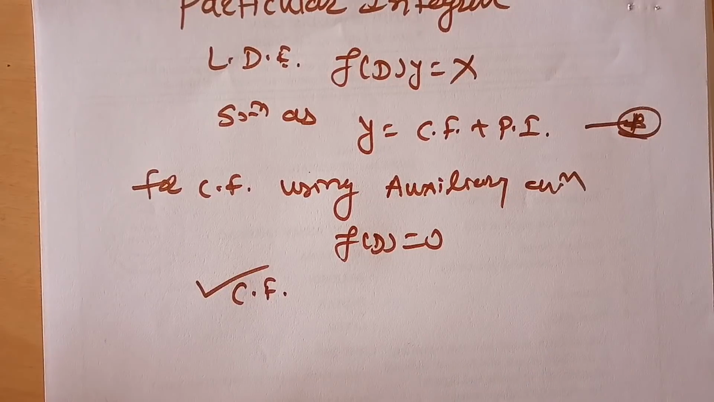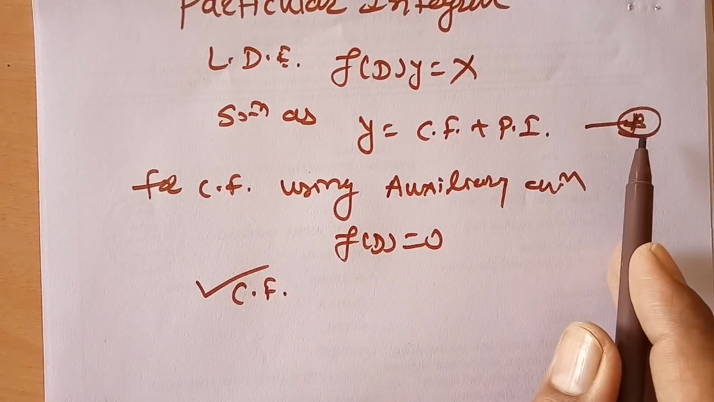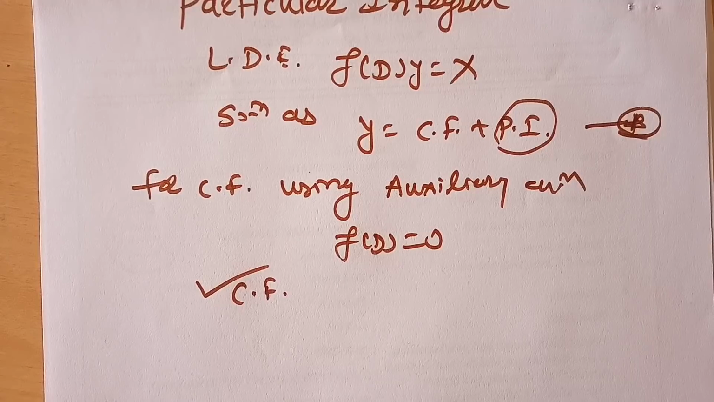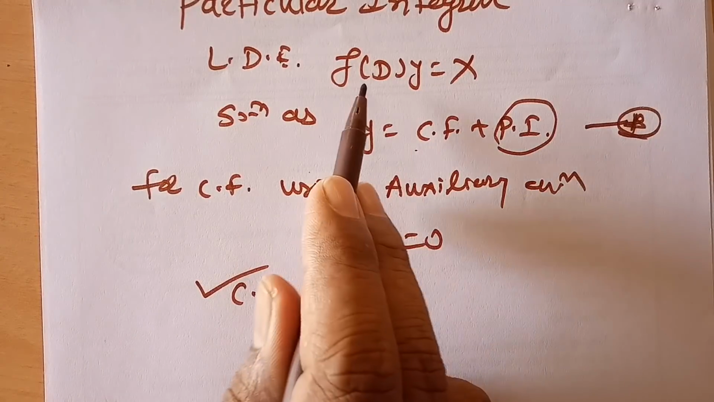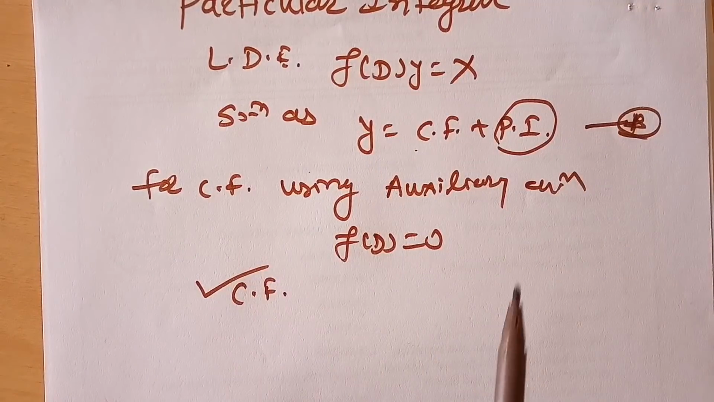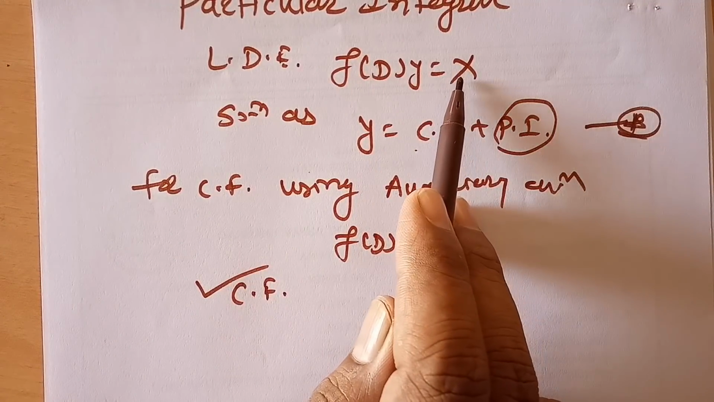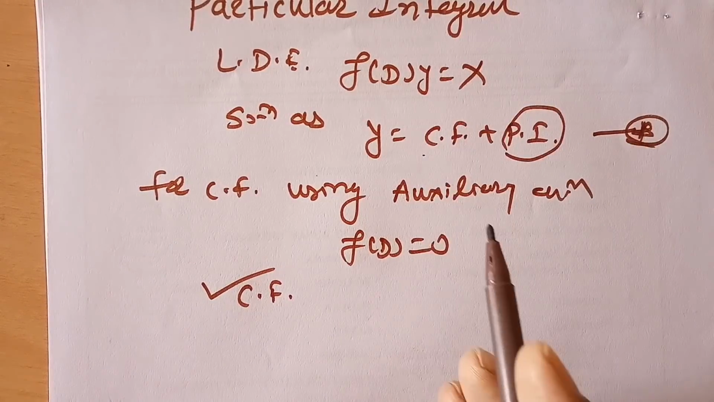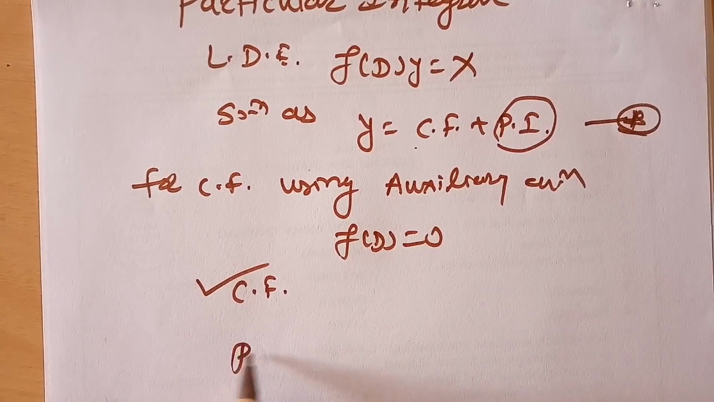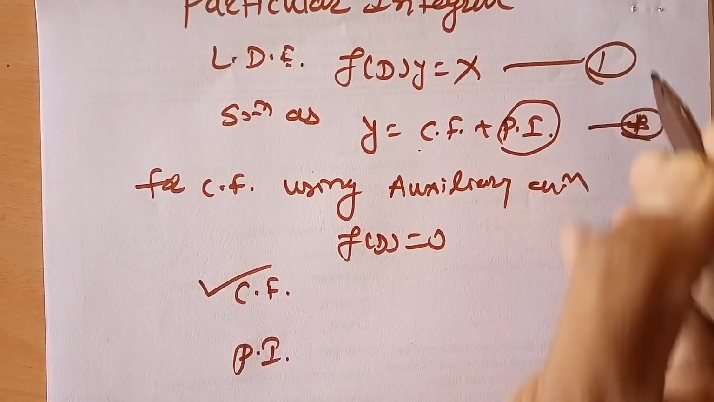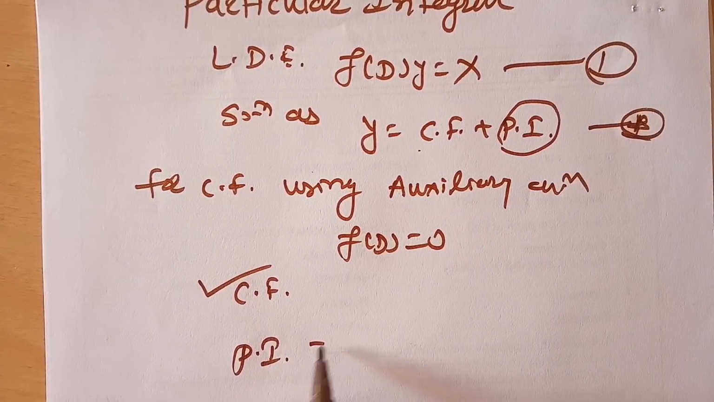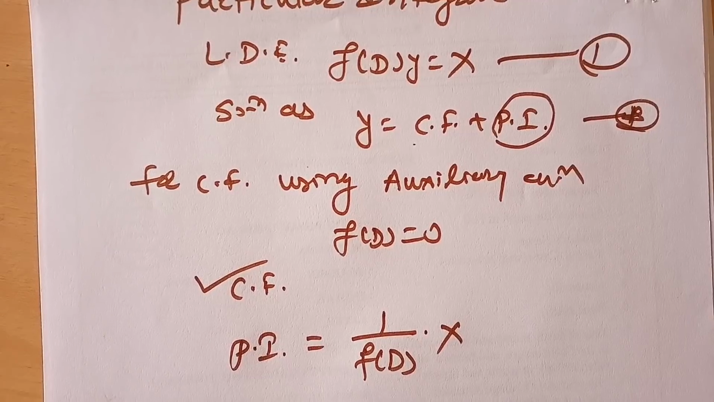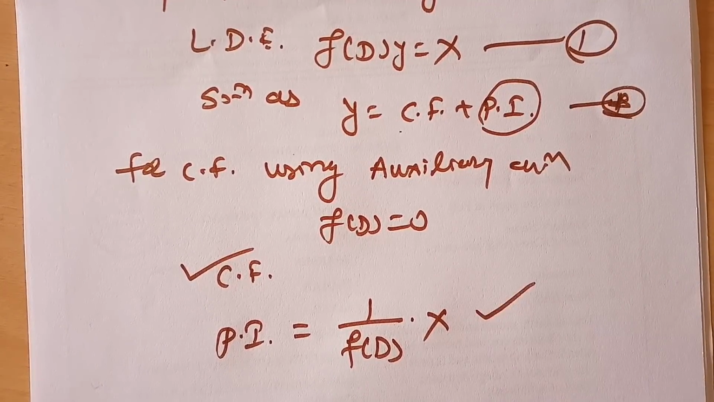Now next, to solve equation star, we have to discuss this PI. How do we find PI? One thing is that CF depends on the homogeneous part of the equation, and surely PI depends on the right hand side of the linear differential equation. That means PI depends on X. Now a simple definition of PI: we are finding PI for this linear differential equation 1. Its PI is 1 upon f of D into X. If we find this, we get our PI.